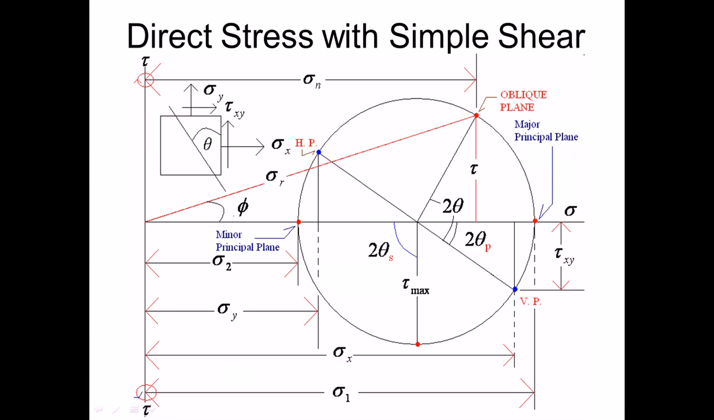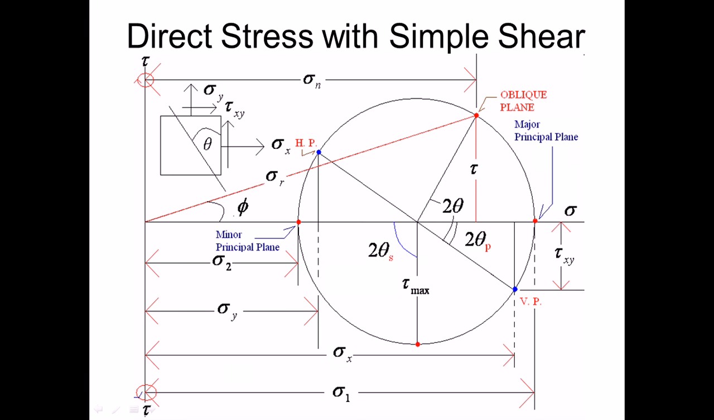Then we will join these 2 points. It will cross the x-axis at a certain point, that will be the center of the Mohr circle. And by taking the center of the Mohr circle and the vertical plane as radius, we will draw one circle, that is called the Mohr circle. This Mohr circle will intersect the x-axis at 2 points. This is the first point.